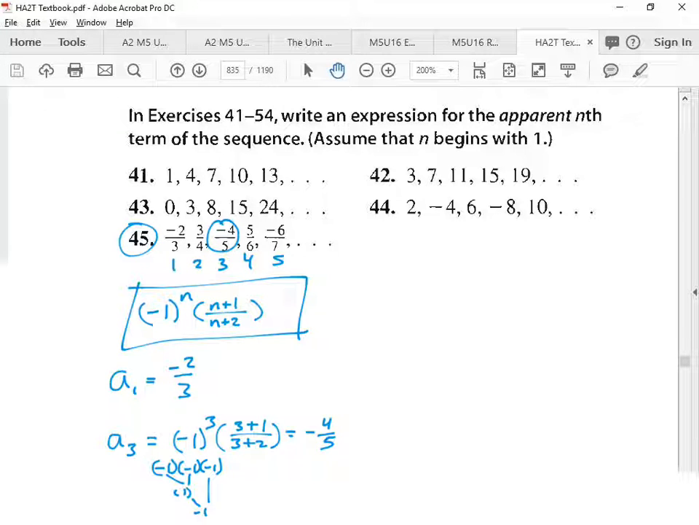And this is the worst way, I think. I don't like this way of defining a sequence. It's just because it's guess and check.